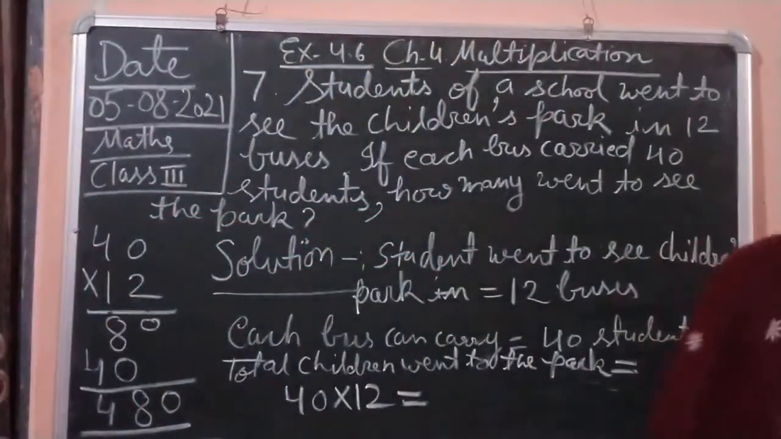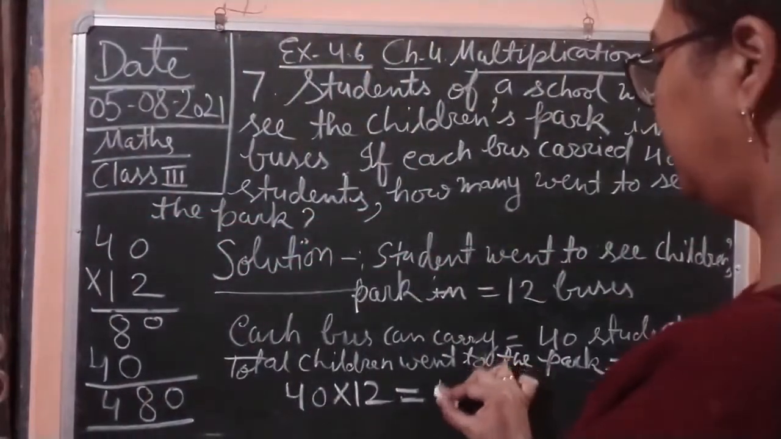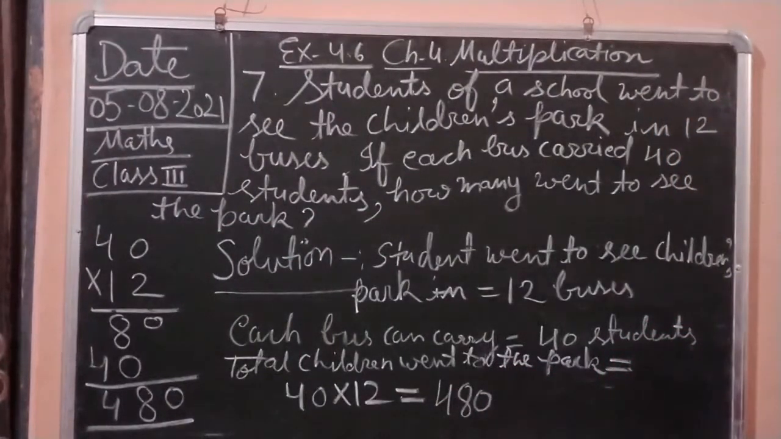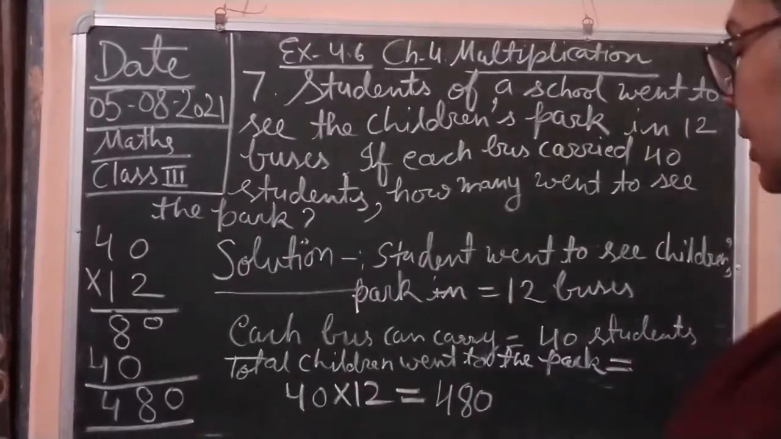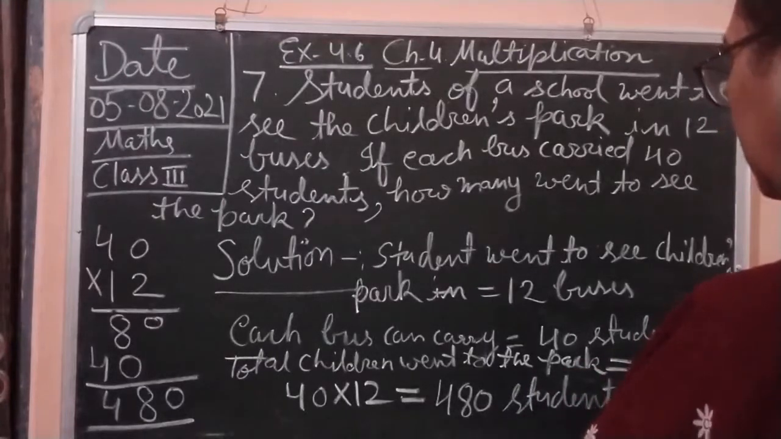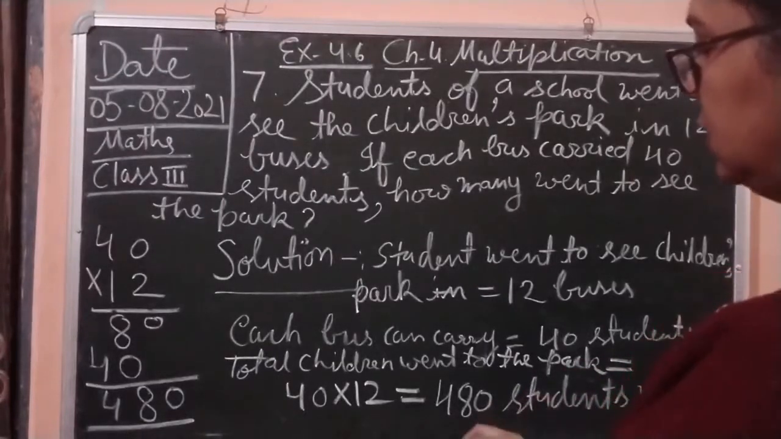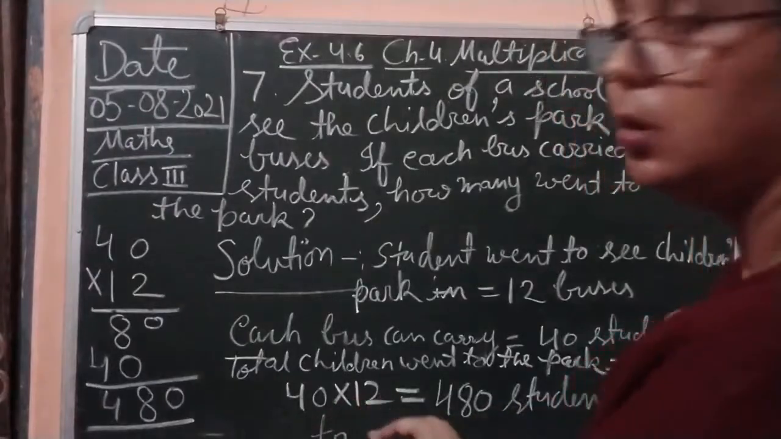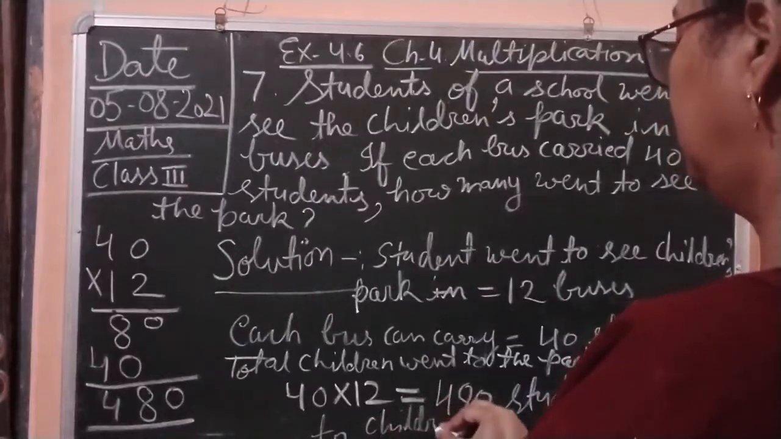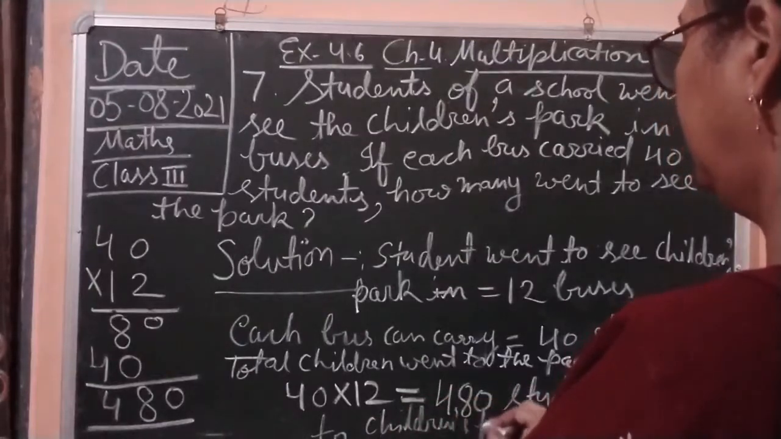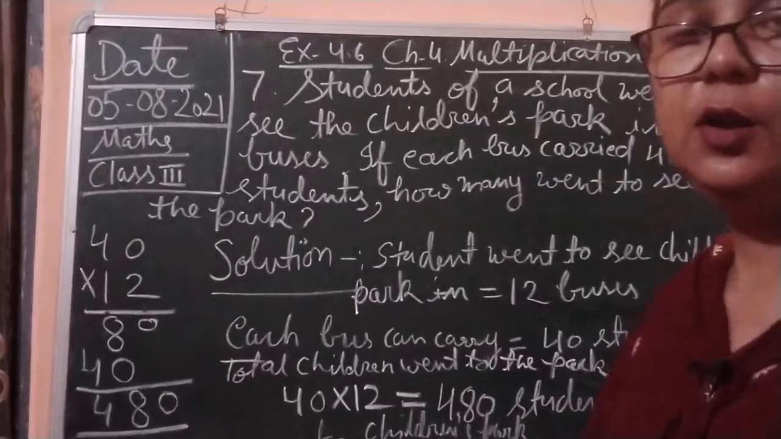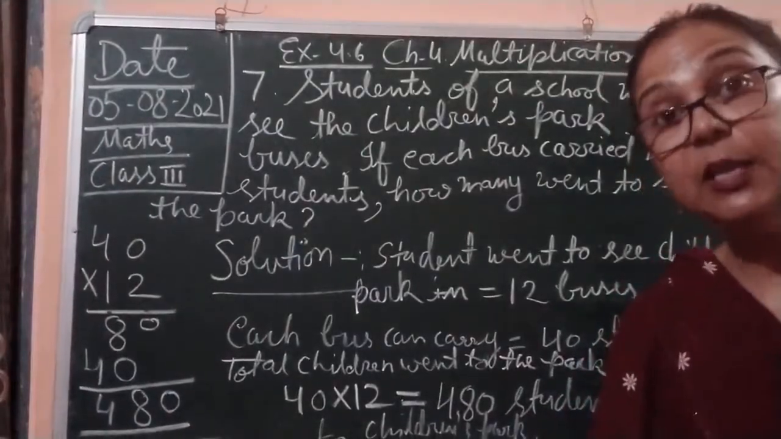Now here we will see, 480. It means 480 students went to the children's park. It means 480 students went to see the children's park in 12 buses.